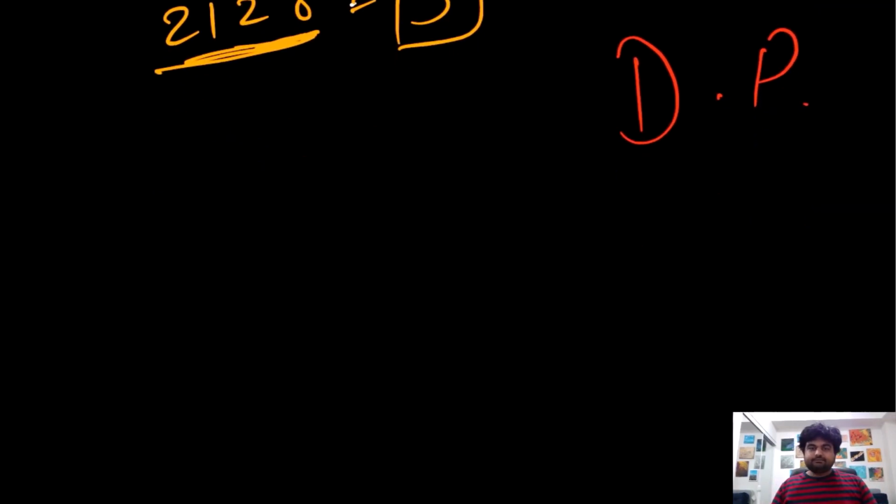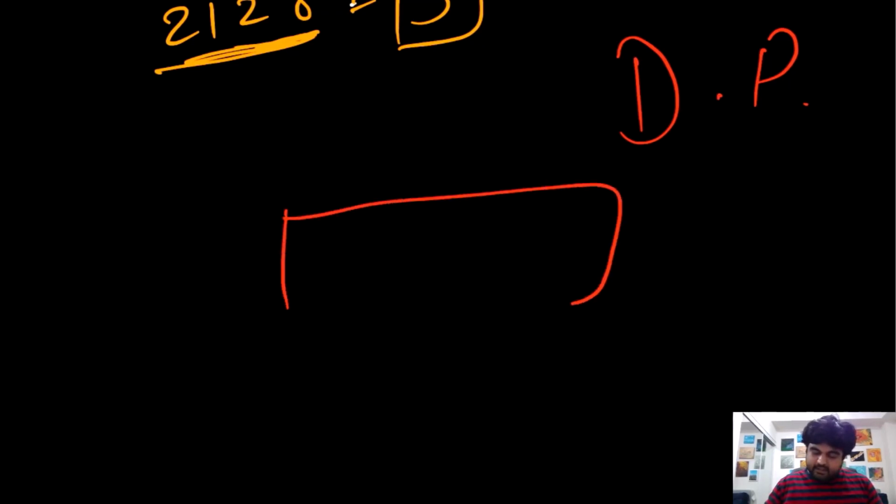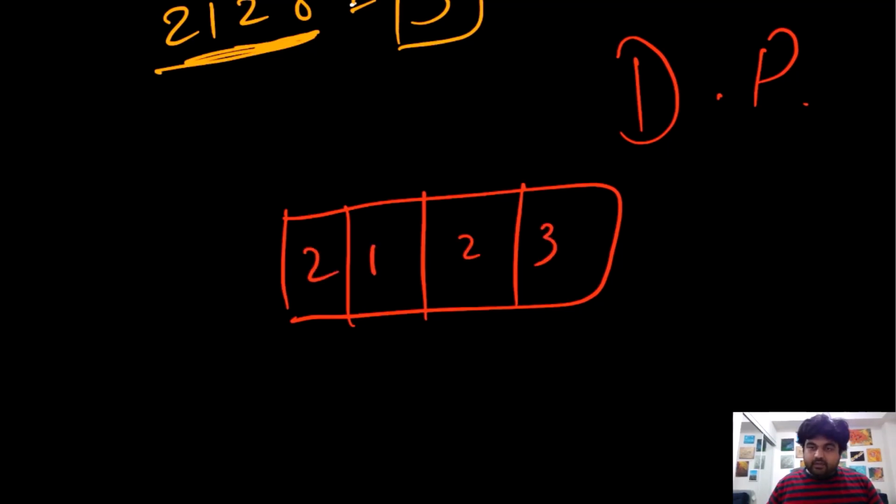Now let's try to solve this dynamic programming problem programmatically. We know that we care about the two previous elements. So suppose our given input is like 2 1 2 3. We initialize two values before that as 1 1. Say we have these two as 1 1.